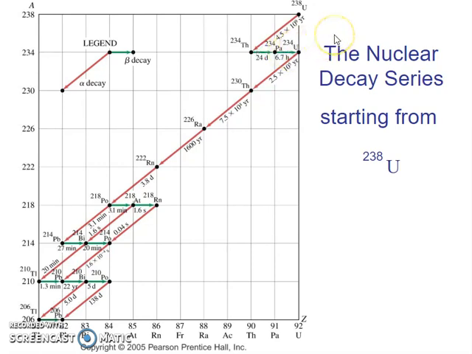The next step then is a beta decay to become palladium-234. Another beta decay to become uranium-234. So that alpha, beta, beta comes back to uranium, but now instead of uranium-238, it's uranium-234. Okay? That undergoes alpha decay with a half-life of 2.5 times 10 to the 5 years.